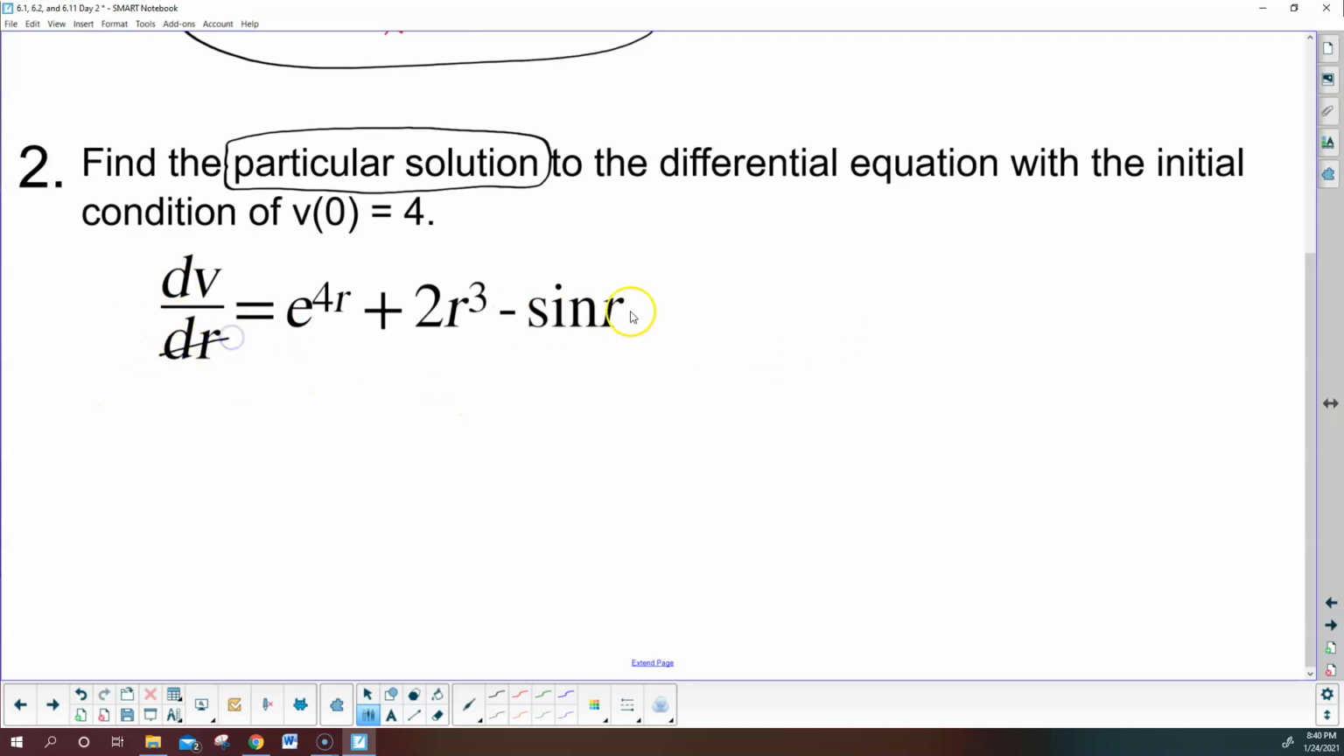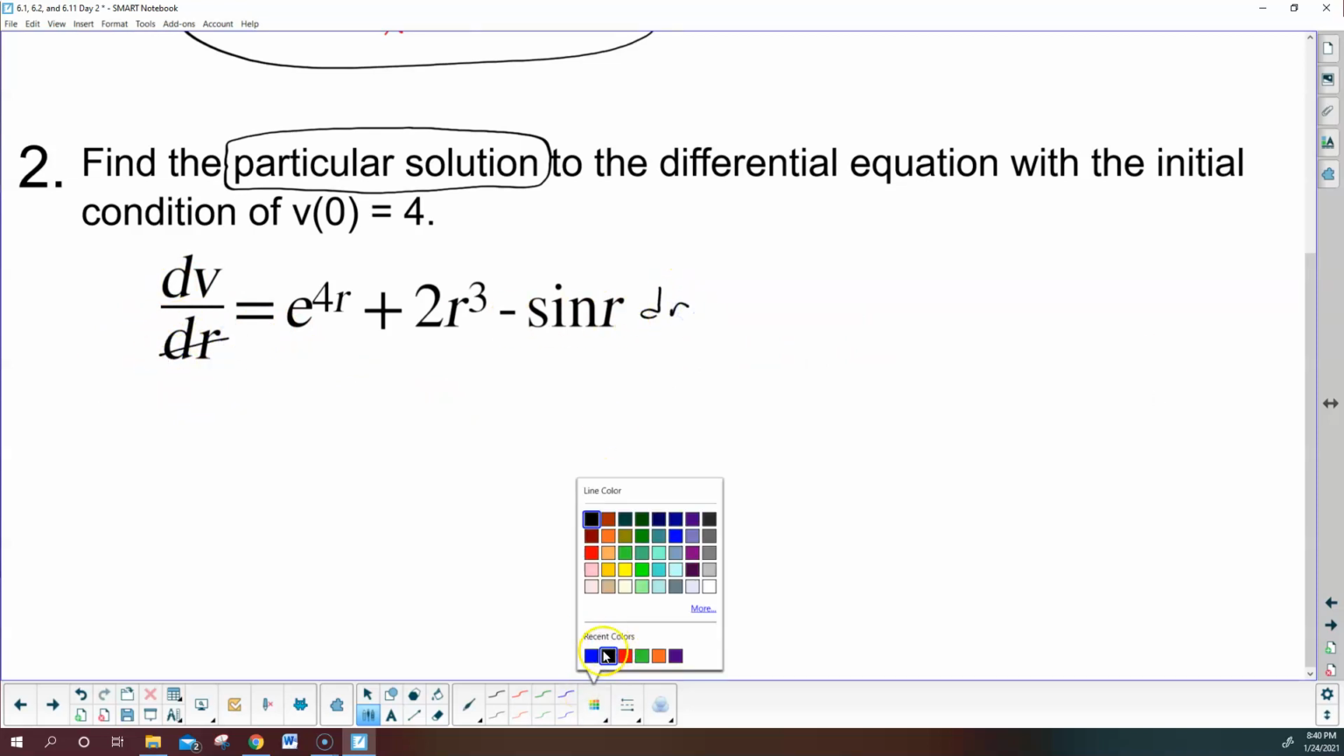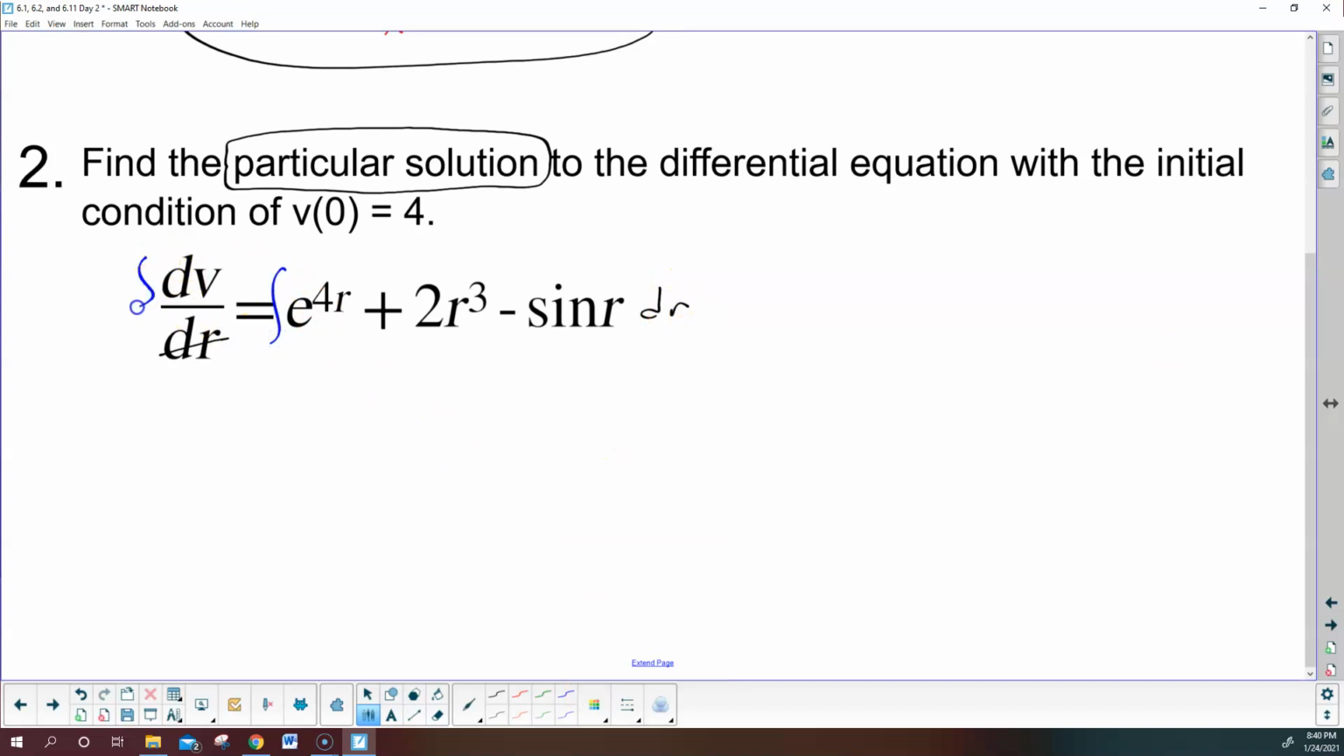So what I would do is I'd move this dr over to this side, and then we're going to take the antiderivative of each piece, knowing that there's a 1 here. So this will be a v, right? Antiderivative of 1 with respect to v is v.